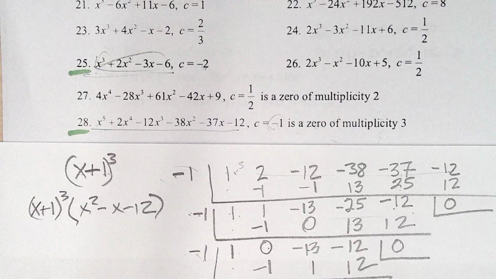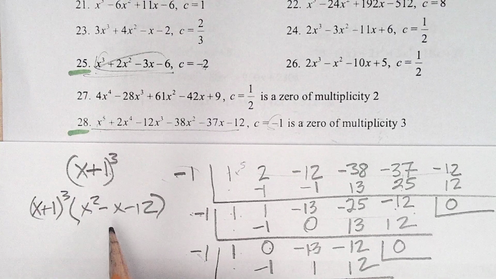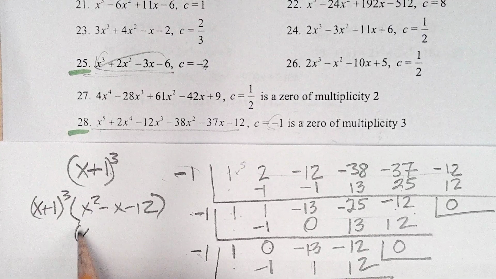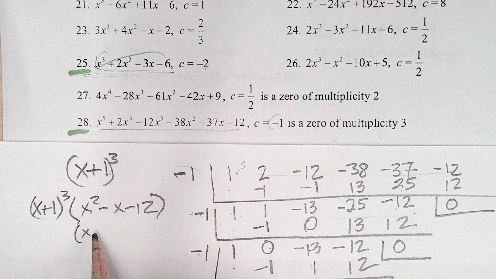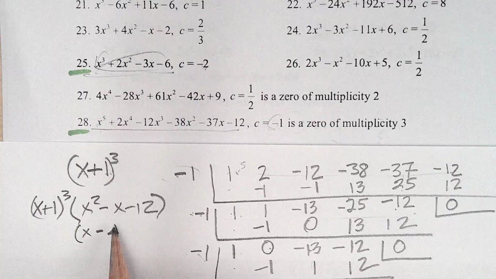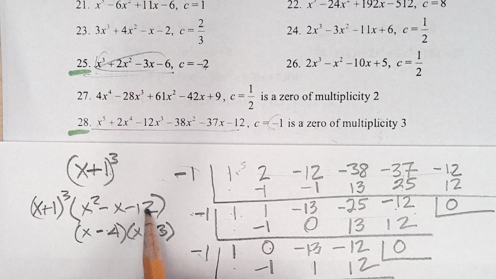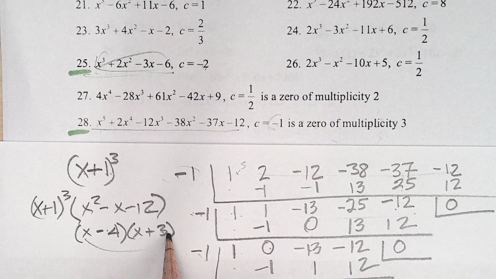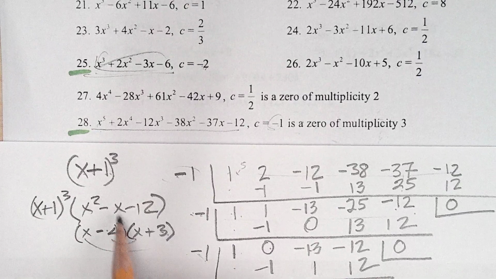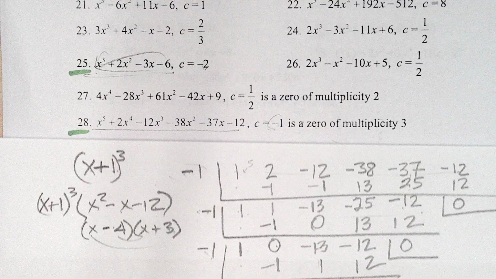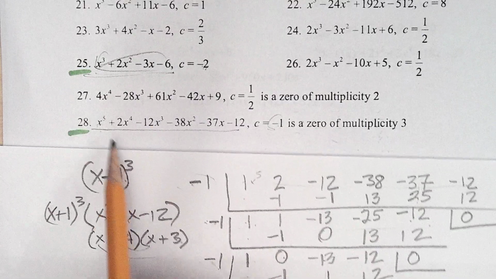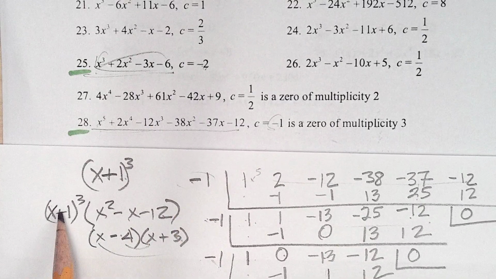And if I'm going to factor that, let's see if I can. I could use the quadratic formula, but I think I can factor. This is going to be x minus 4 and x plus 3. That'll make the minus 12. That makes plus 3x minus 4x is minus x. So that's how this completely factors.